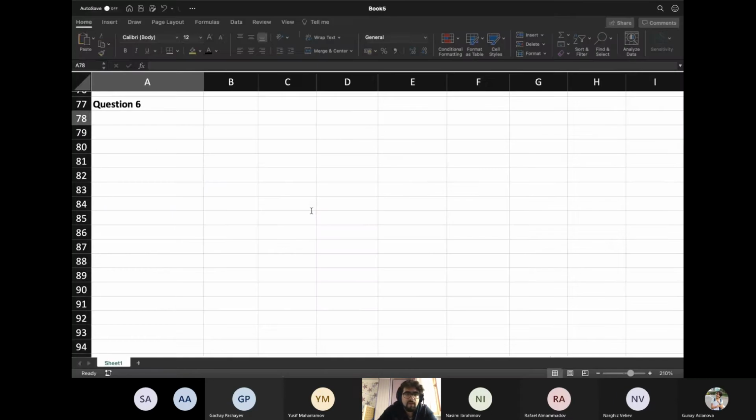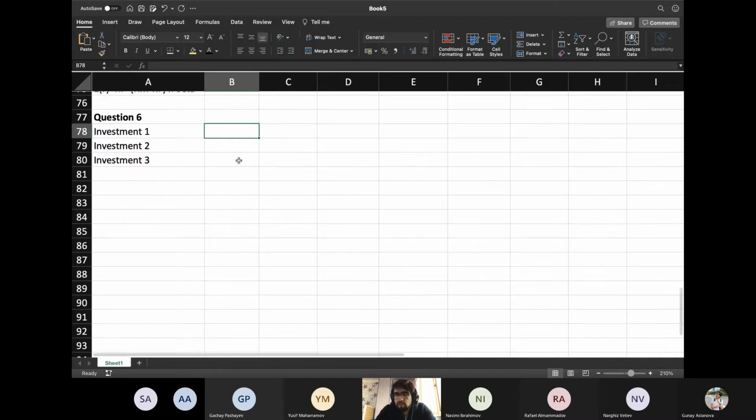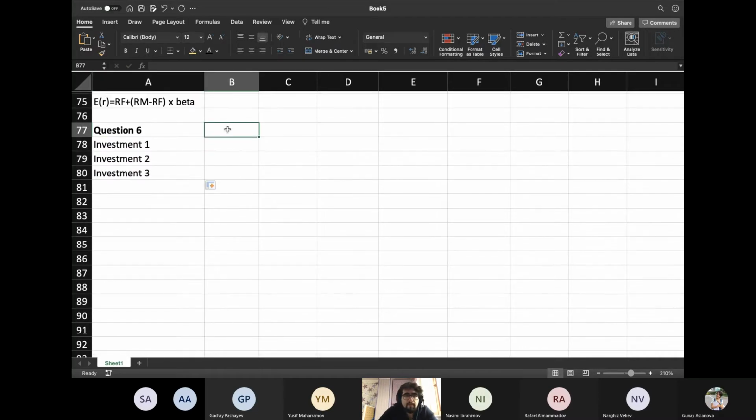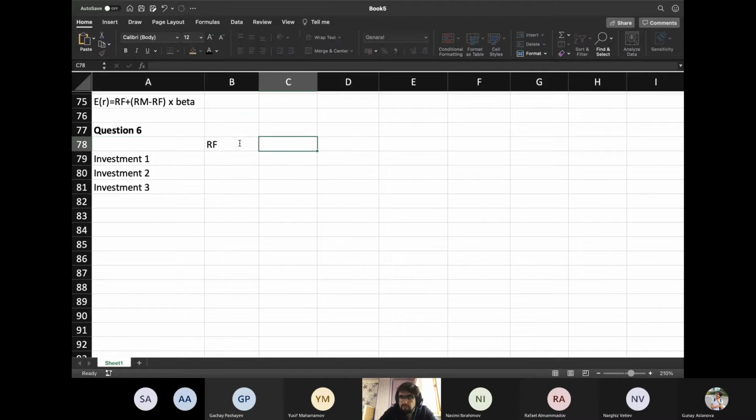interesting question. Let me write investment. We have 3 investments: investment 1, investment 2, and investment 3. So we have risk-free rate. Let me ensure this. We have RF, we have RM, risk-free rate, market rate, beta, and expected return.